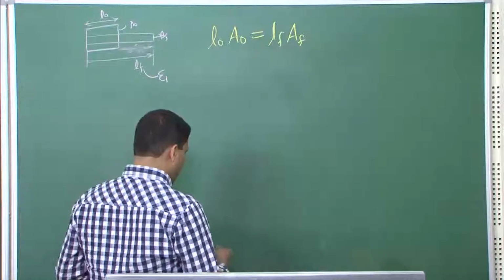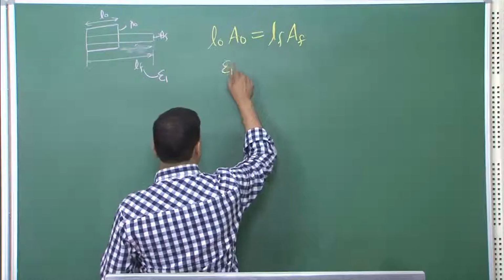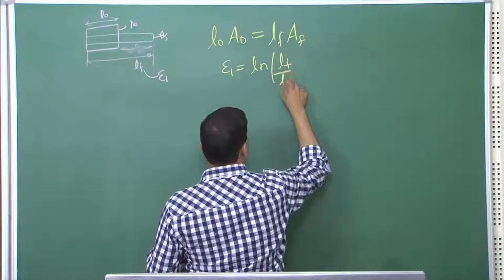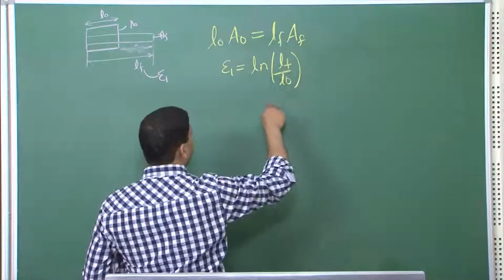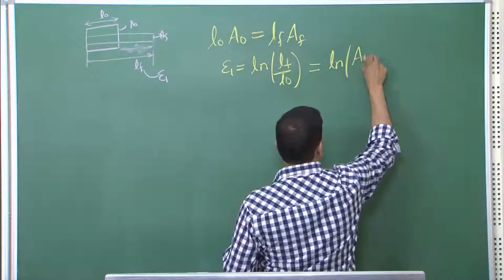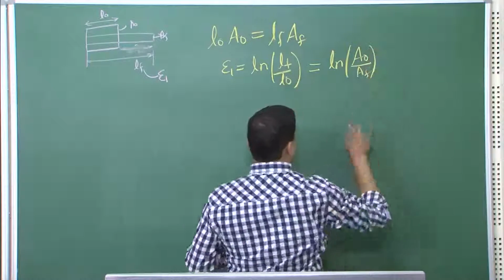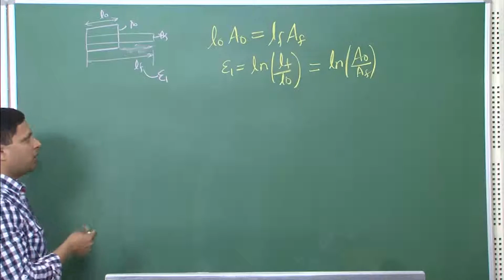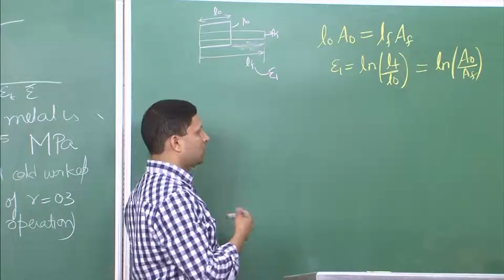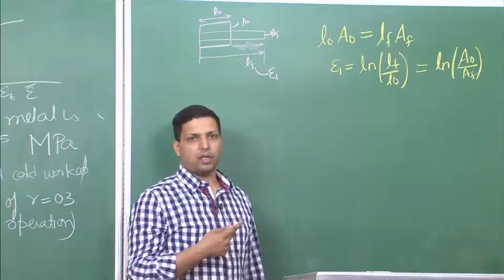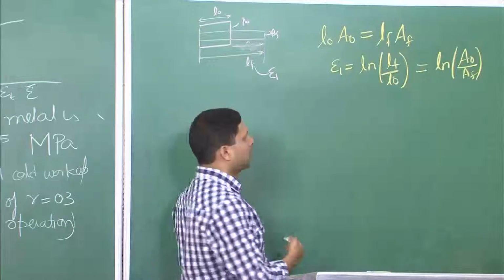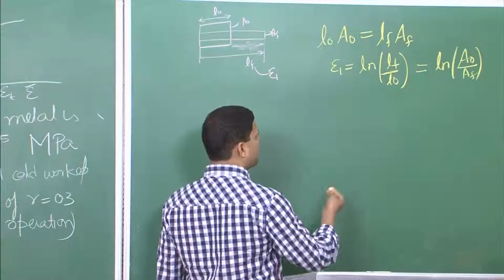Now, if I want to get epsilon 1, it will be equal to ln LF by L naught, but LF by L naught is equal to ln A naught by AF. Now remember, I am doing it in very small step by step, but when you are solving it, you can ignore these steps. These things would be known to you and you can come directly to the next step.